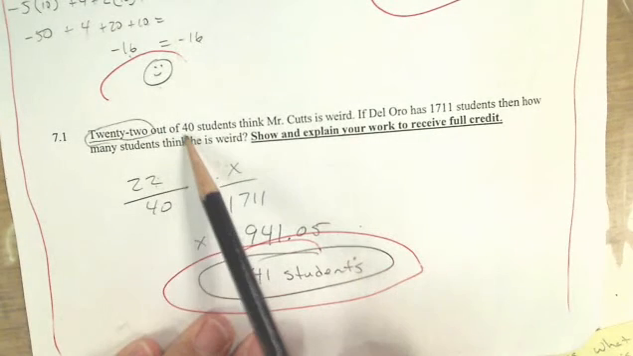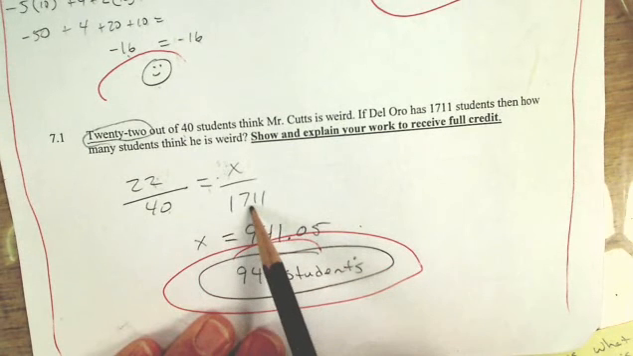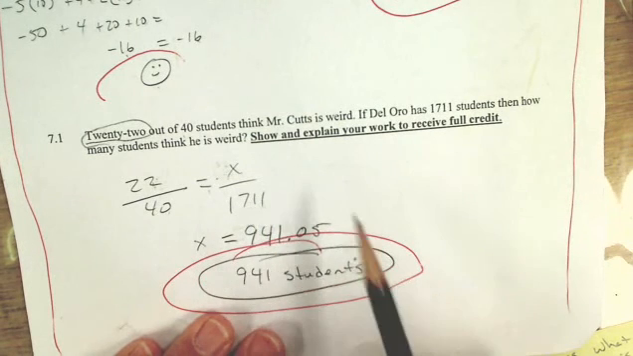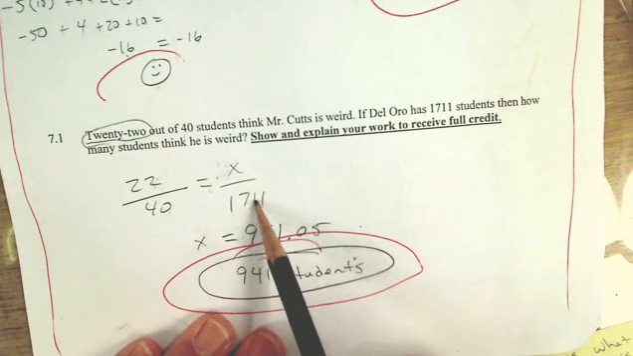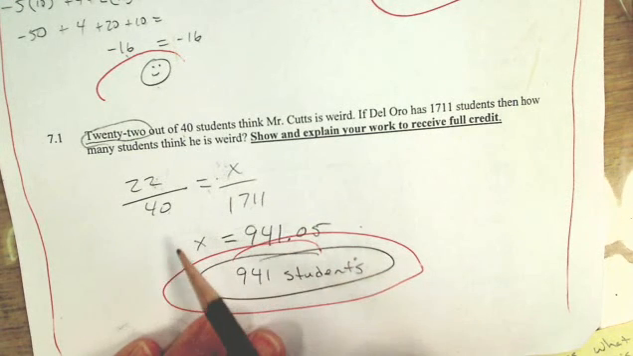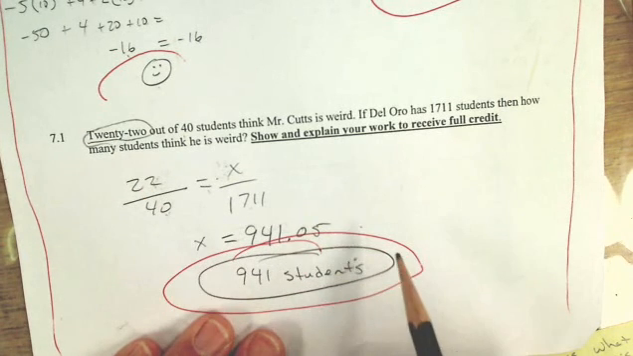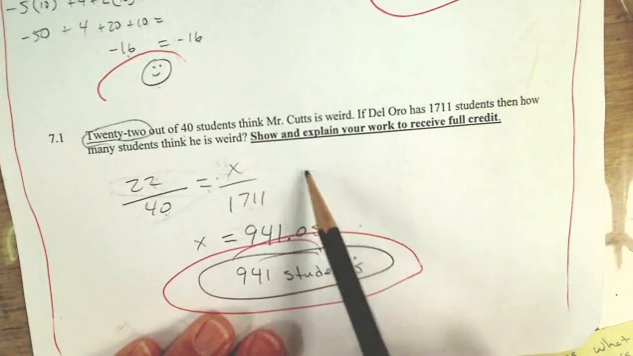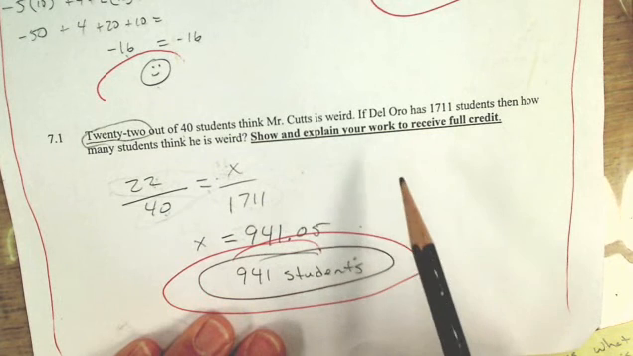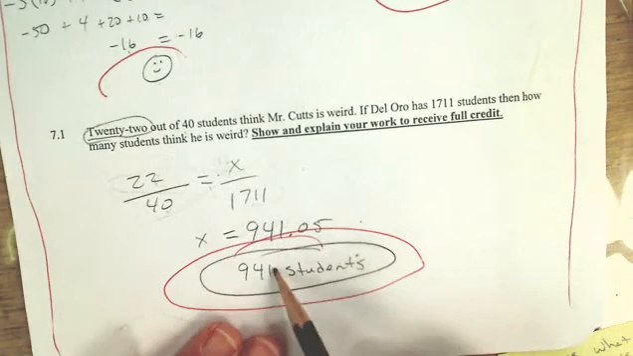22 out of 40 is the same as something out of 100 or 1,711. Then I multiply by 1,711 to each side. So it's basically multiplying by 22 and then dividing by 40. Some of you cross multiplied. You can do that also. 40x equals 22 times 1,711. And divide by 40 on each side. And you can't have part of a person, so you round it.